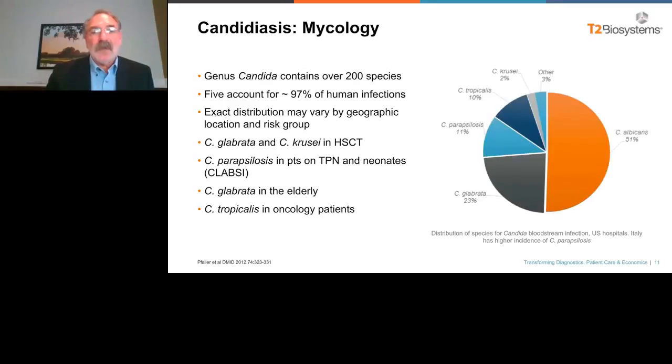We see Candida parapsilosis in patients on total parenteral nutrition and in neonates, and it's an important cause of central line associated bloodstream infection. An isolation of Candida parapsilosis from blood should raise a red flag for breaks in catheter care. We see Candida glabrata most prominently in older individuals, not in neonates to any great extent, but certainly in the older patient population. And Candida tropicalis has long been a major pathogen in oncology patients.